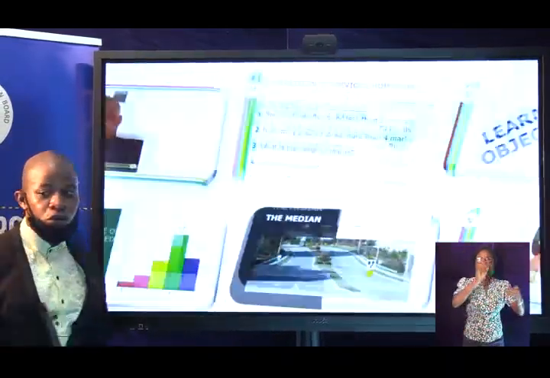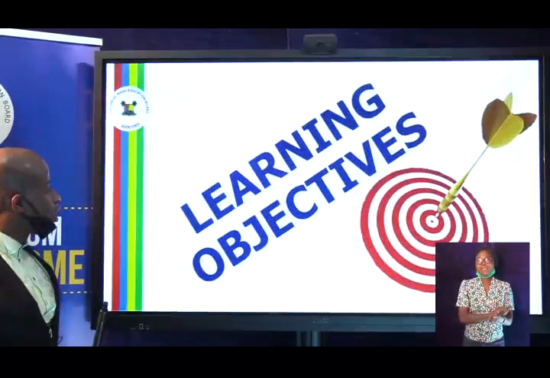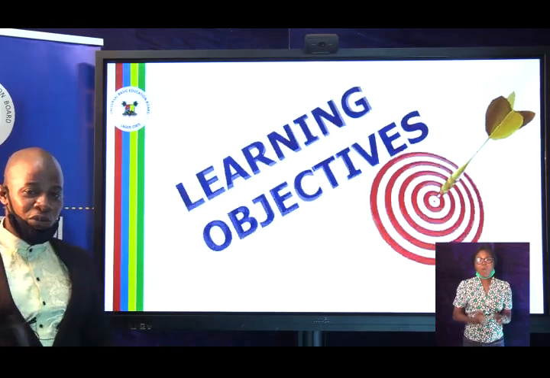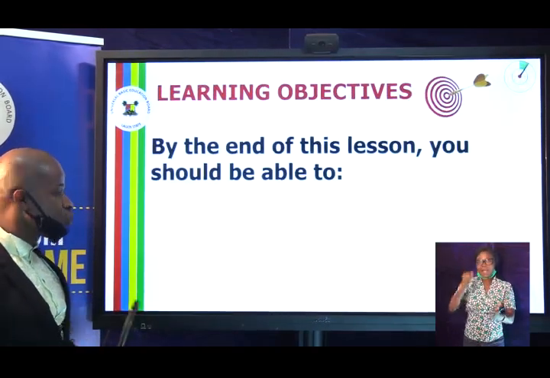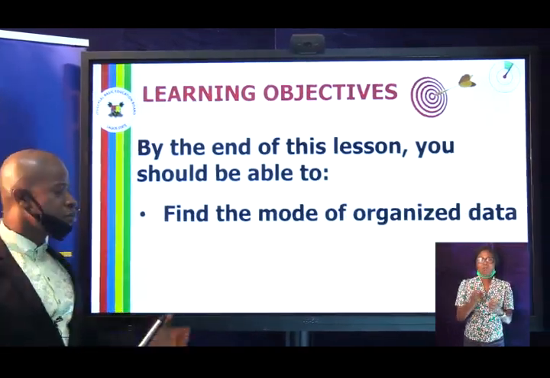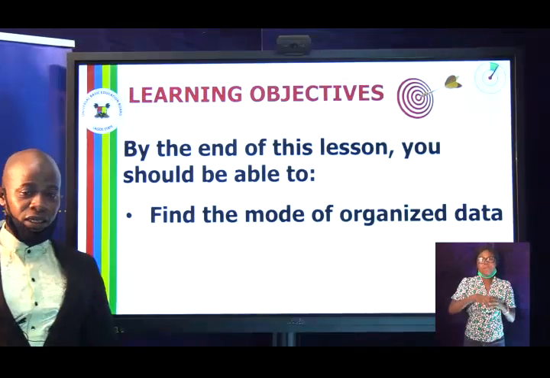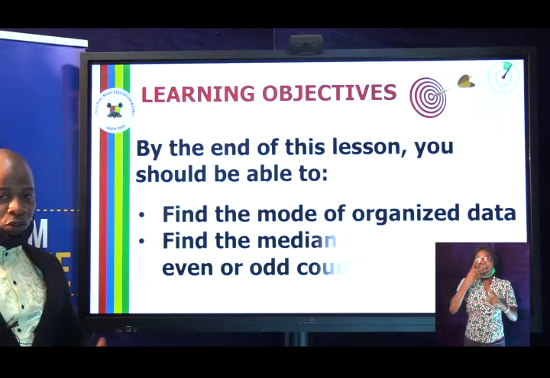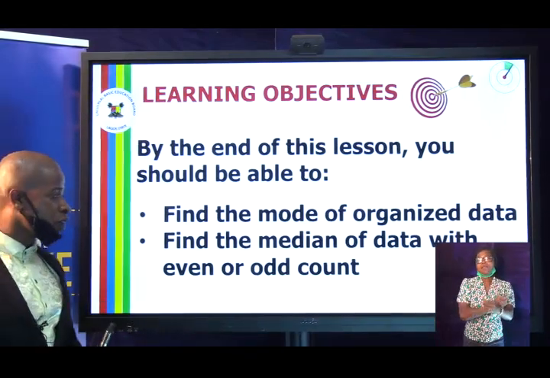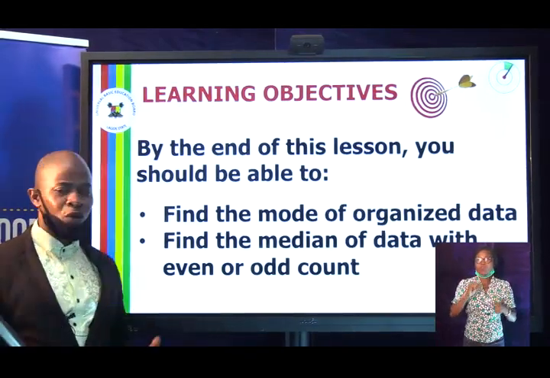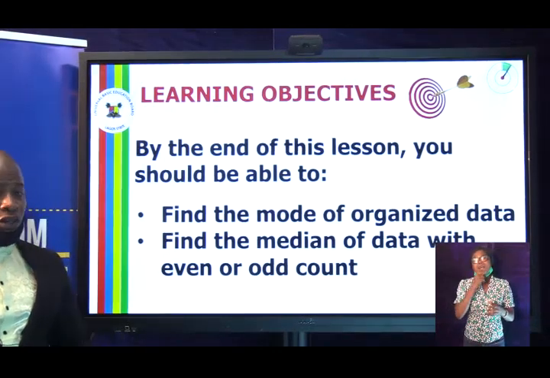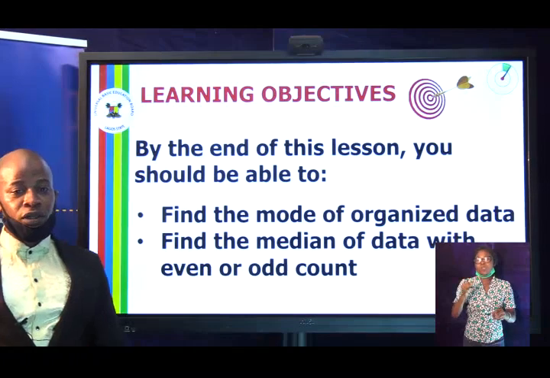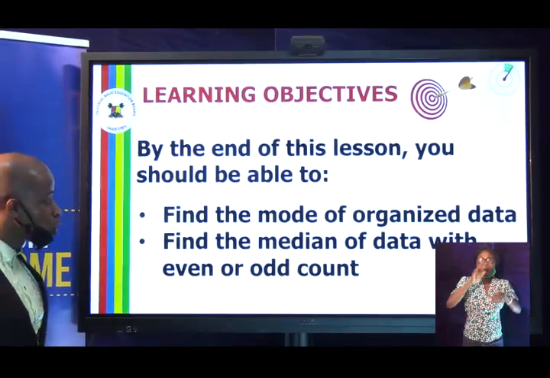Moving on to today's lesson, we begin with a review of our expected learning outcomes. By the end of this lesson, we should be able to find the mode of organized data, and that means we are going to be extending our work on mode from the last lesson to this one. We should also be able to find the median of data with even or odd count. Now, you do not need to worry yourself about what all this means. By the time we go into examples, you will see what we're talking about.